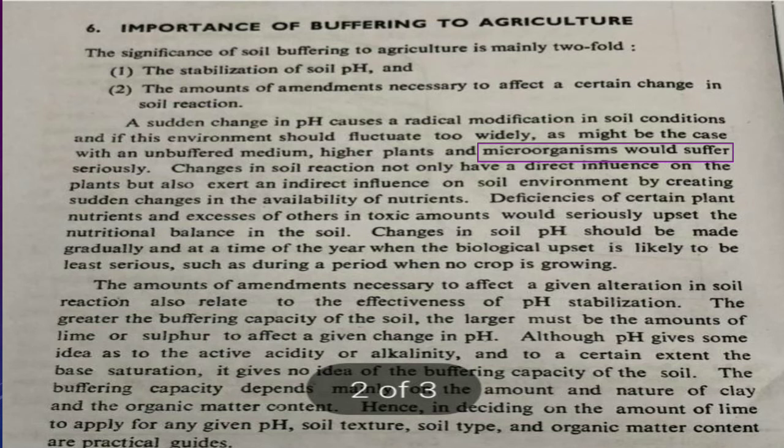So those sudden changes affect the availability of nutrients, causing deficiencies in certain plant nutrients, or toxic amounts that would seriously upset the nutritional balance in the soil. The change in soil pH should be made gradually, at the time of year when biological upset is likely to be least serious, during a period when no crop is growing.